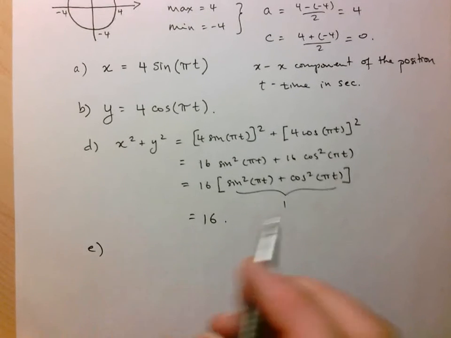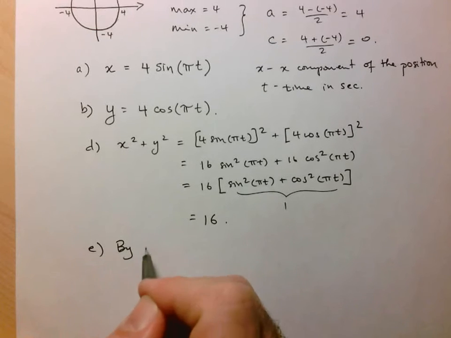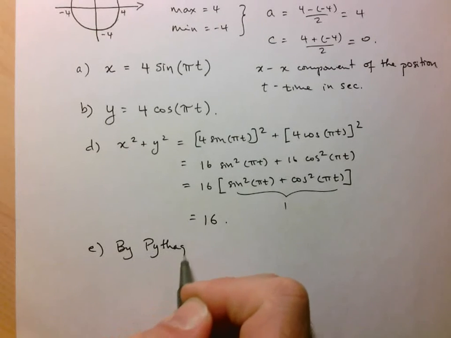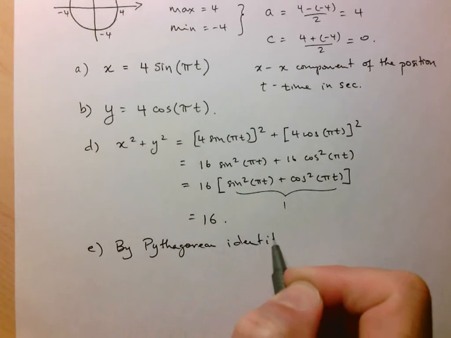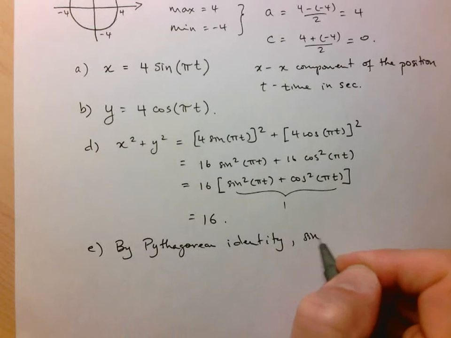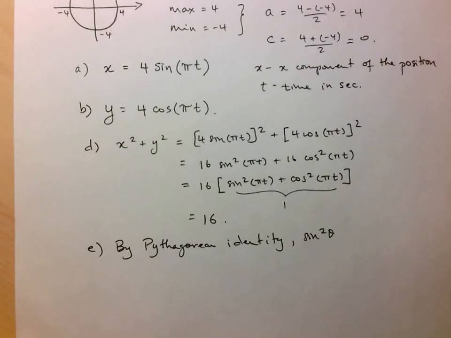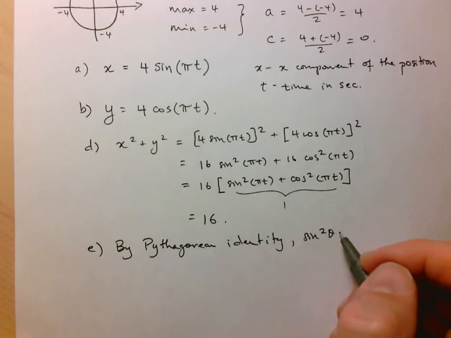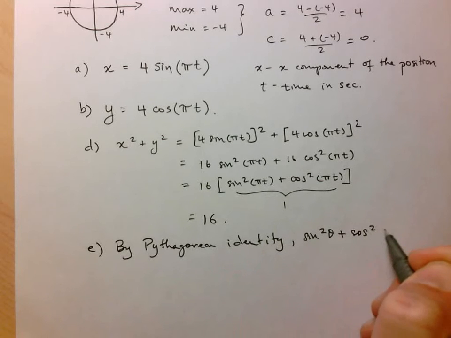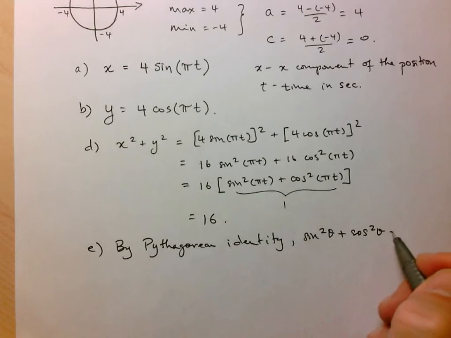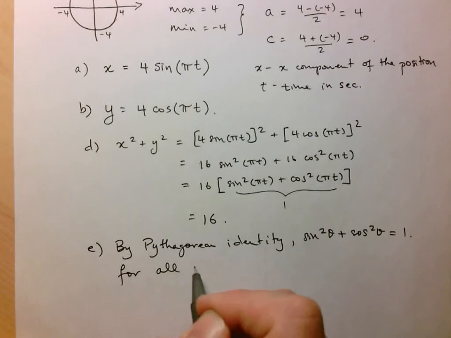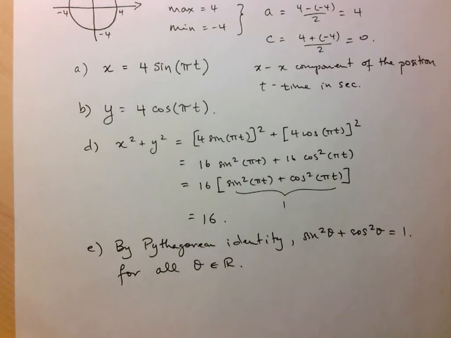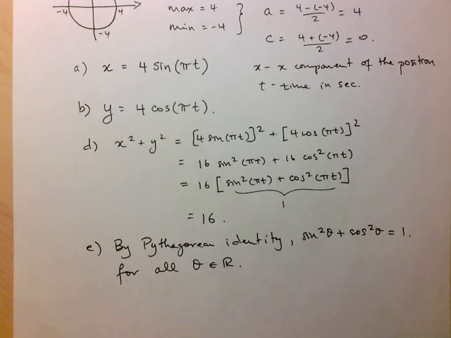So here we can say by the Pythagorean identity, sine squared of any input, in this case here our input is pi t, plus cos squared of that same input is always equal to 1, for all theta in R. And that's it. That's essentially the problem here.